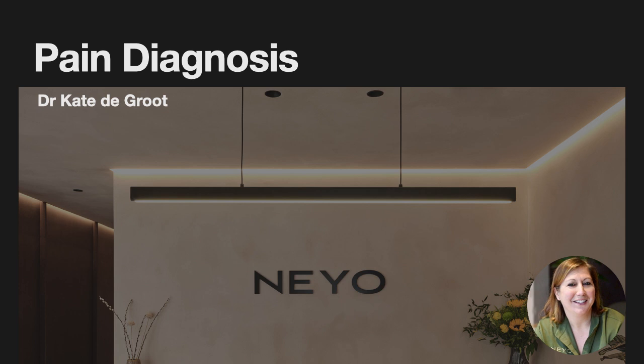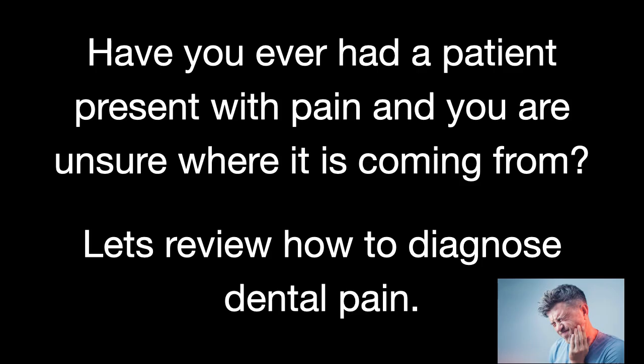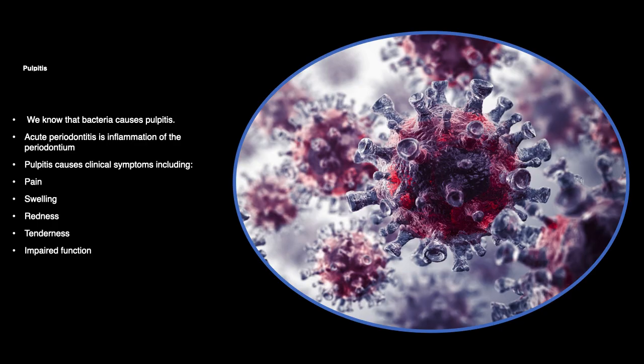Have you ever had a patient who presents in pain and you're unsure where it's coming from? So let's look at basically pulpitis. So we know that bacteria causes pulpitis, and acute periodontitis is inflammation of the periodontium. Pulpitis causes clinical symptoms including pain, swelling, redness, tenderness, and sometimes impaired function.